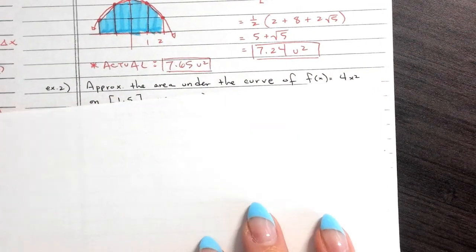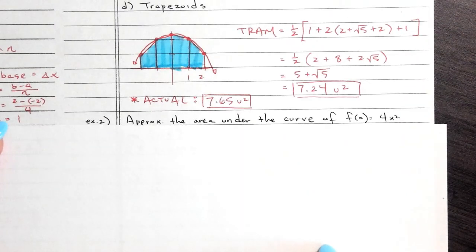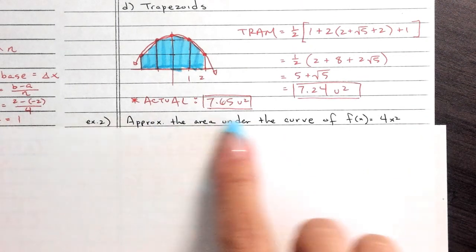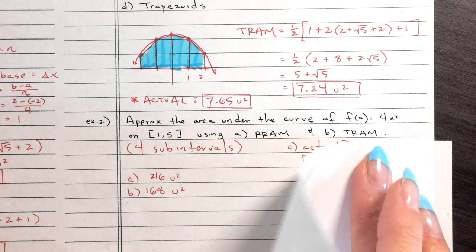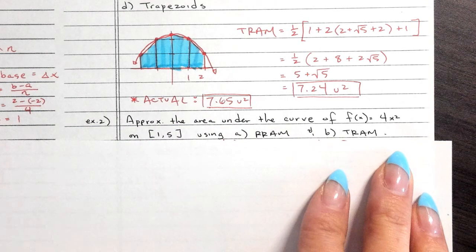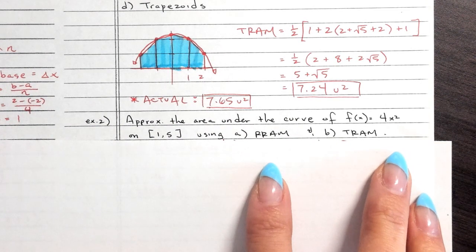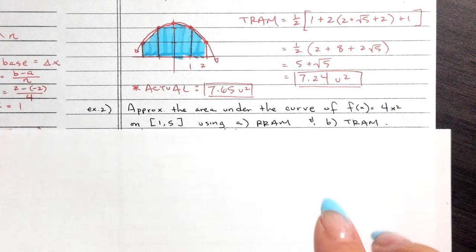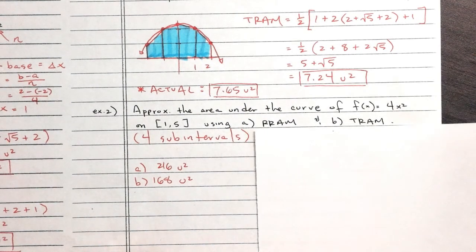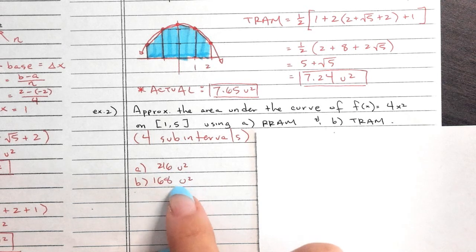And then can you, for number 2, plug it into your calculator. Approximate. It says approximate using R and tram. Just kidding. Okay, you do it. So you have to do this on your paper. Sorry, I'm not going to show you the answers. So you do it on your paper, and then you hopefully, 4 subintervals, and you hopefully get these 2 answers.